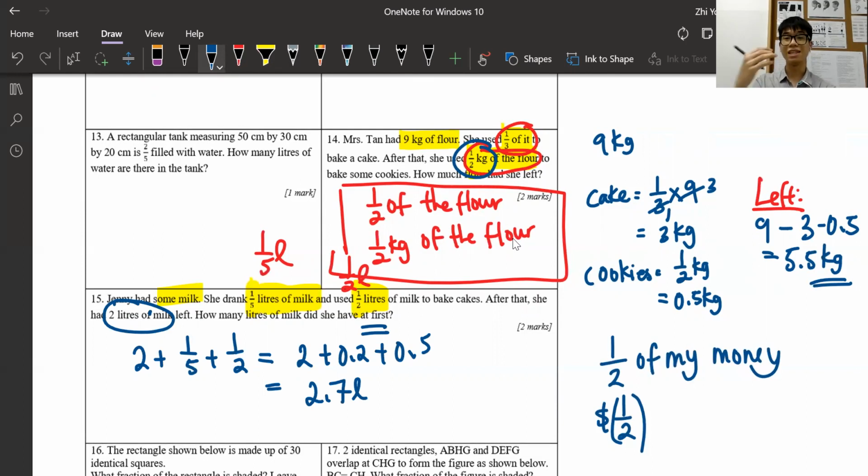So if you misunderstood that and thought this actually is 1 over 5 of the milk, then you might get confused. Again, I'm just repeating this so you will not get confused. If you understand the concept, that's all.